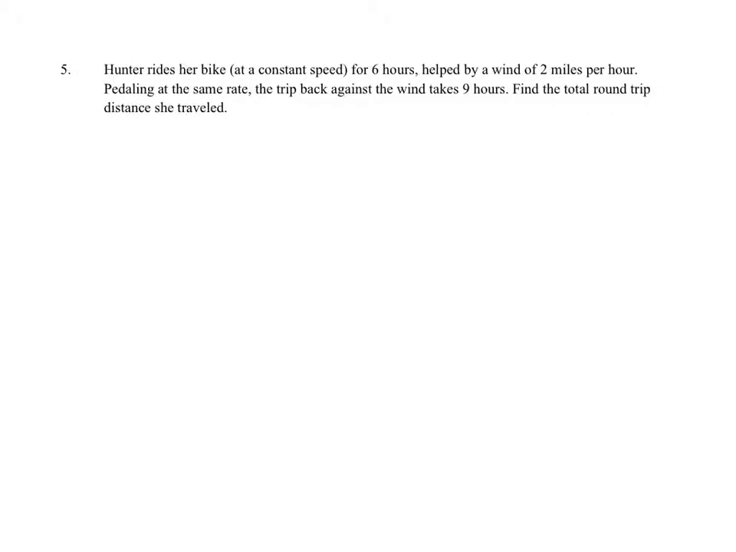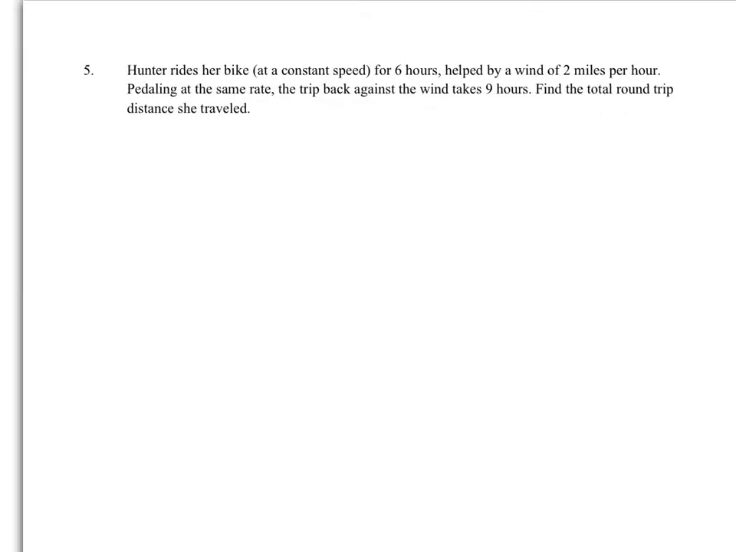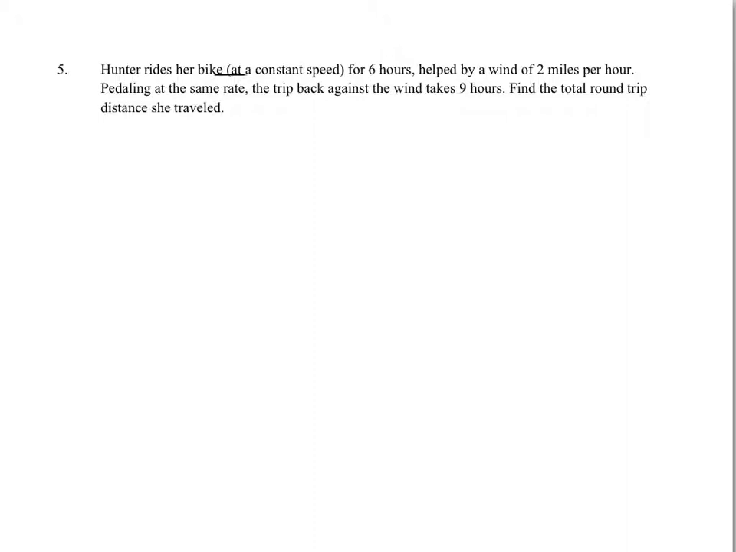So some important information we have here is that she's riding her bike at a constant speed for 6 hours. The wind is traveling 2 miles an hour. And then against the wind, she travels for 9 hours. And the question is, what is the total round-trip distance that she traveled?